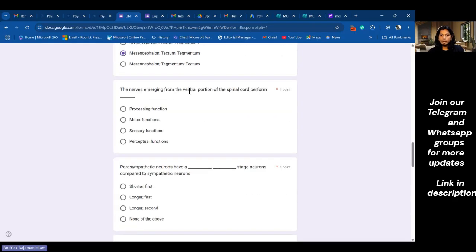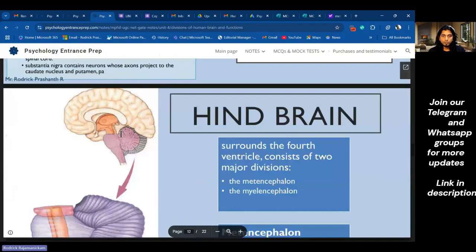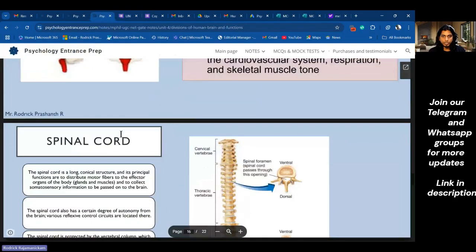Nerves emerging from the ventral portion of the spinal cord. So the spinal cord has the ventral and dorsal portions. The ventral and dorsal are for motor and sensory functions. I think ventral is more ventral ganglion, right? So even I'm confused. I need help here. I feel it's sensory functions for ventral and dorsal is motor. You just check it. I'm not completely sure of this, but I just want to check it.